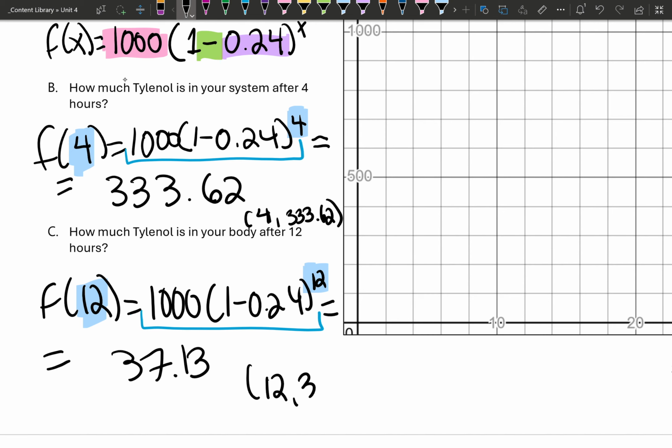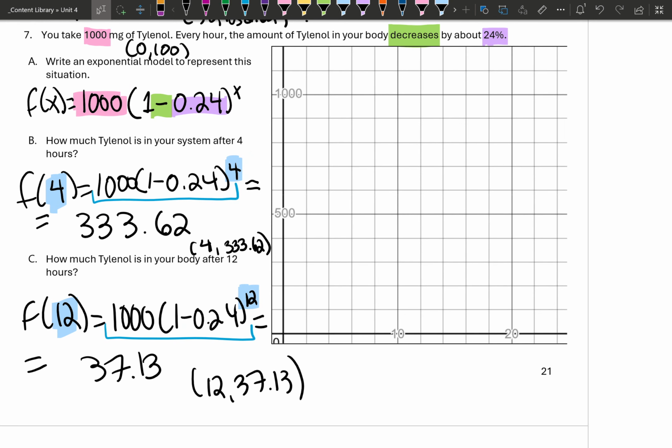Alright. Let's graph this. We start off with, oh, it's not 100, it's 1,000, at 0. Then we got 4 and 333 here. And then we have 12 and 37. So it gets out of your body pretty quickly.